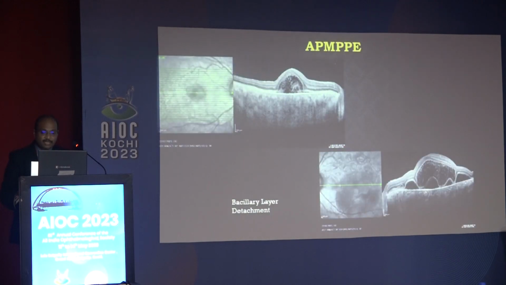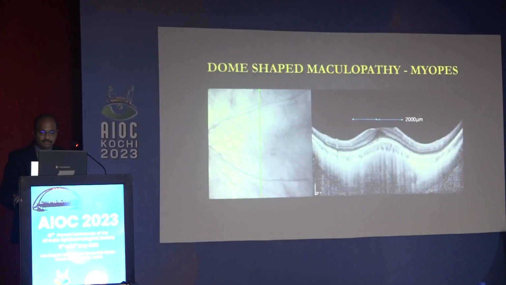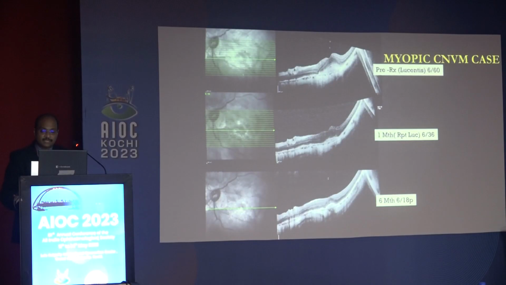Another example of an APMPE, and you can see here, this is an interesting finding where you find just the outer retina being split and the edema right there, intraretinal edema, and this is called a bacillary layer detachment sign. A dome-shaped maculopathy is something you get in myopes, and especially if you have the scans running in the vertical side. A myopic CNVM, I'll run past this.